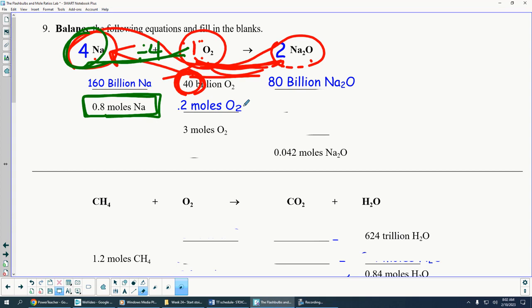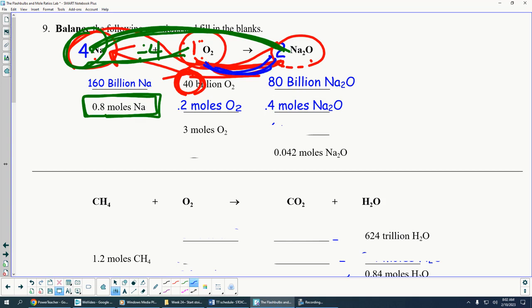Now, you could go either way because you're going to get to the same number. I could say 4 to 2. I will make half as many sodium oxides, so that's going to give me 0.4 moles of sodium oxide. Or if you prefer to multiply, you can say that's a 1 to 2. I'm going to double it. I need to make twice as many as I have. You still have the same thing.